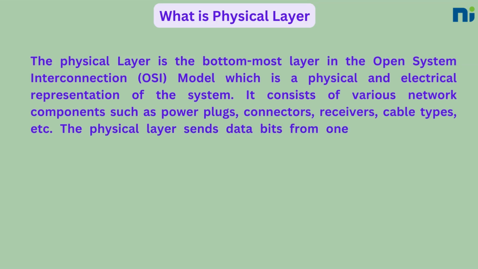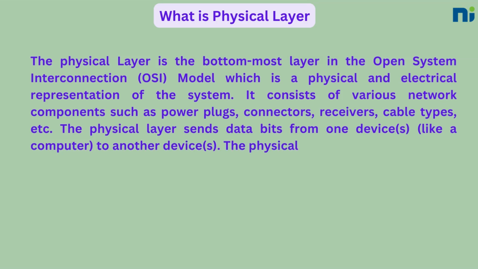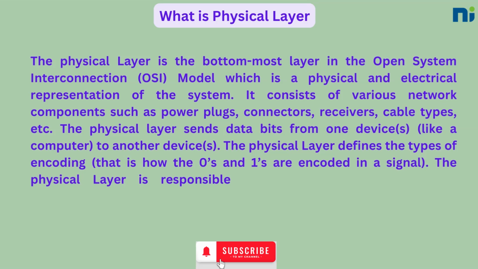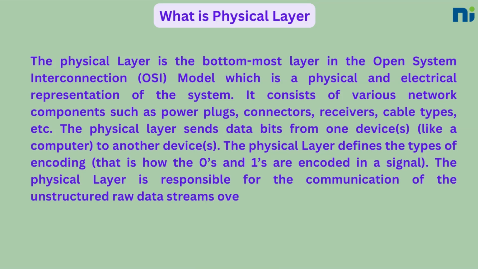The physical layer sends data bits from one device, like a computer, to another device. The physical layer defines the types of encoding, that is how the 0s and 1s are encoded in a signal. The physical layer is responsible for the communication of the unstructured raw data streams over a physical medium.